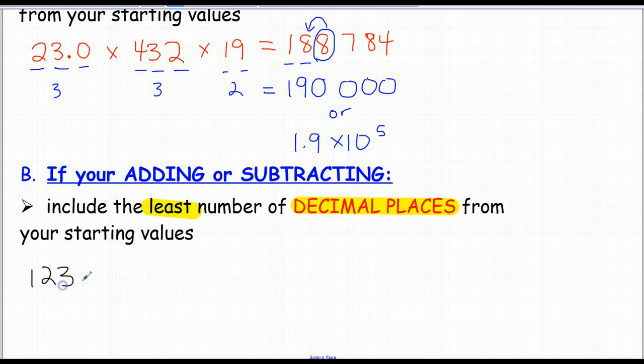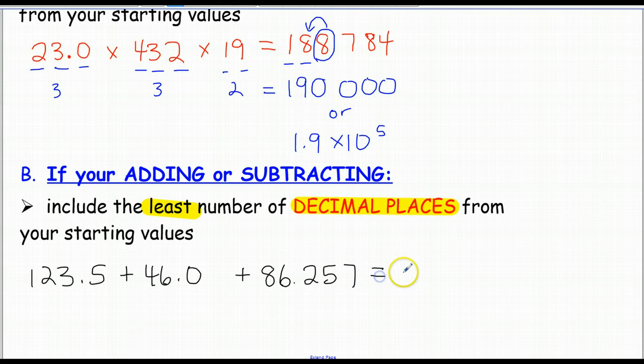So 123.5 plus 46.0 plus 86.257. And when we put that into our calculator, we get 255.757. And it's telling us our final answer can have the least number of decimal places that we started with. So let's see how many. We've got 1 decimal place here, 1 decimal place here, and 1, 2, 3 decimal places here. Our final answer has to have the least number, so we have to round it to 1 decimal place.